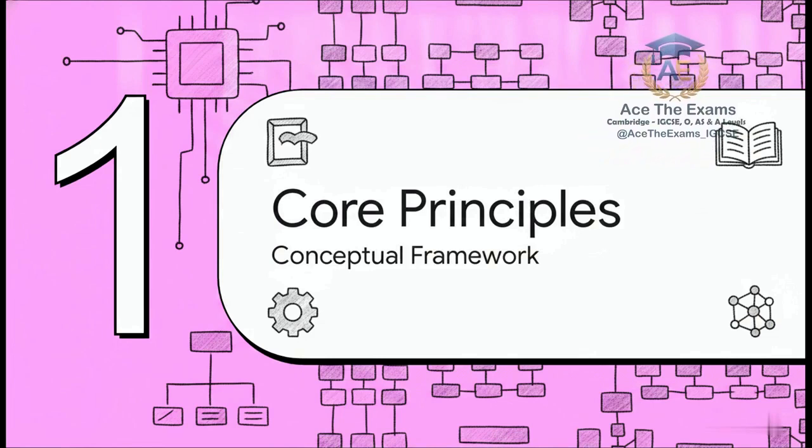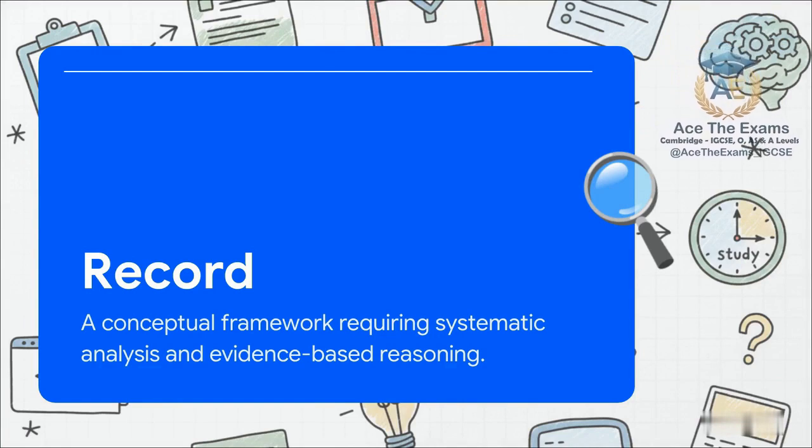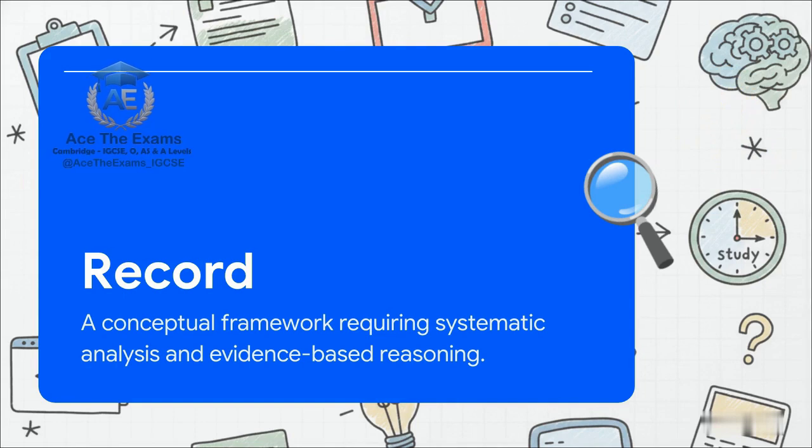So, what actually is a composite user-defined type? A record isn't just a random collection of variables that you throw together because you feel like it. Actually, scratch that. It's more like a highly structured conceptual framework requiring systematic analysis and evidence-based reasoning. In simpler terms, a record allows you to group different data types together under one single logical identifier.